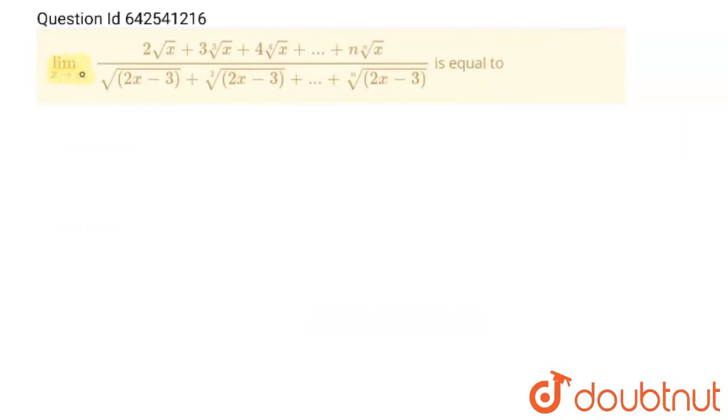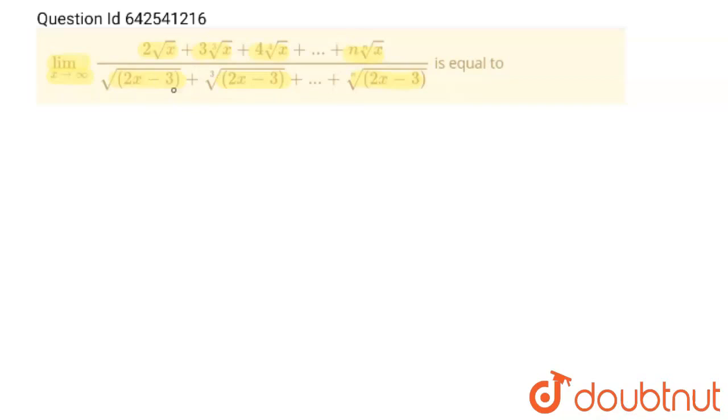Hello students, question is limit x tends to infinity 2 square root x minus 3 cube root x minus 4 plus 4 fourth root x plus n nth root x upon square root 2x minus 3 cube root 2x minus 3 and so on. Okay, so let's solve this problem.